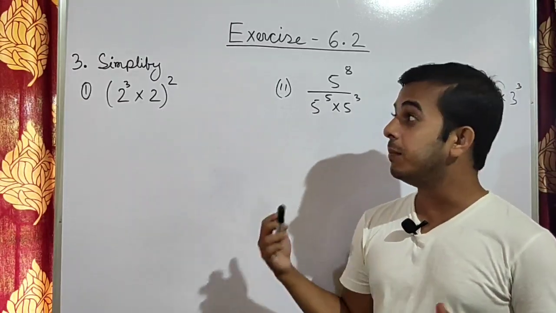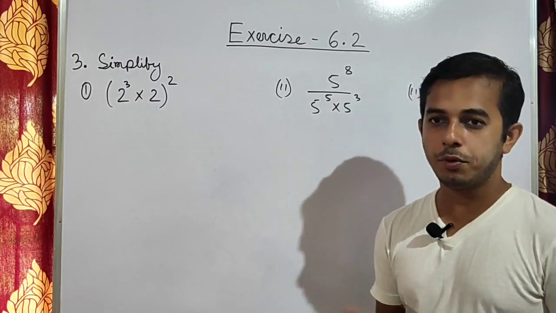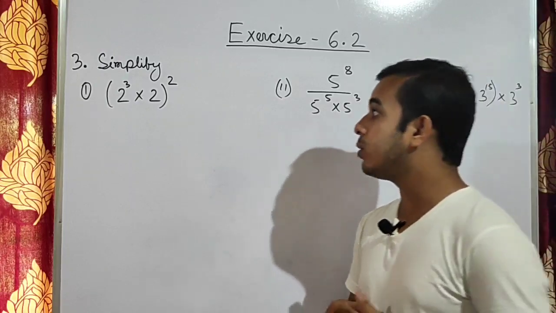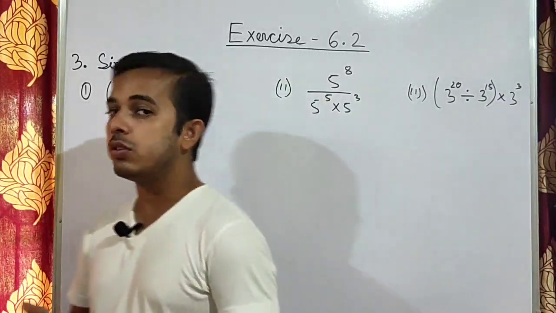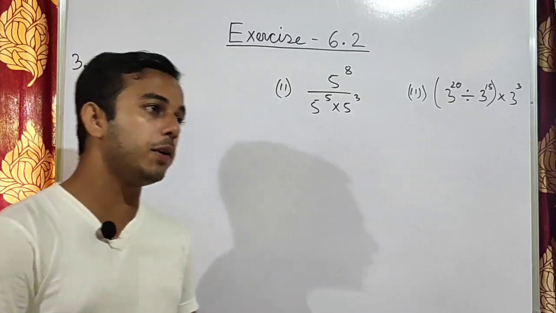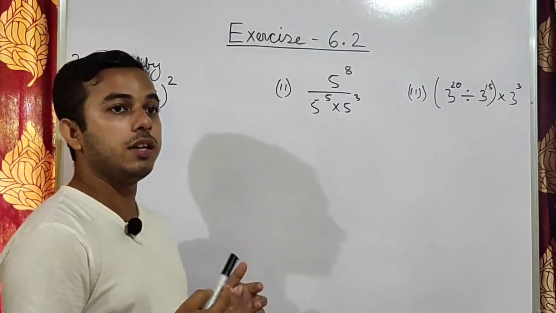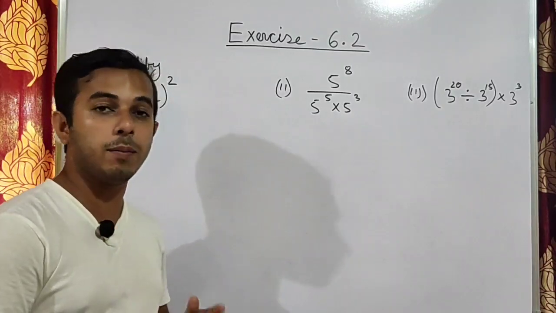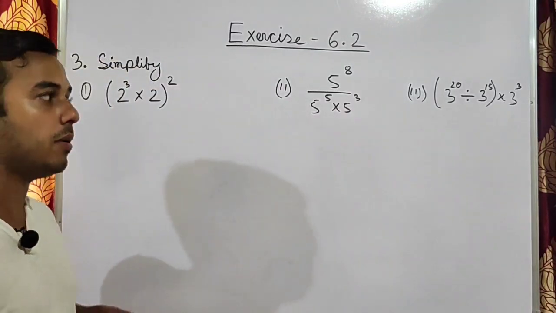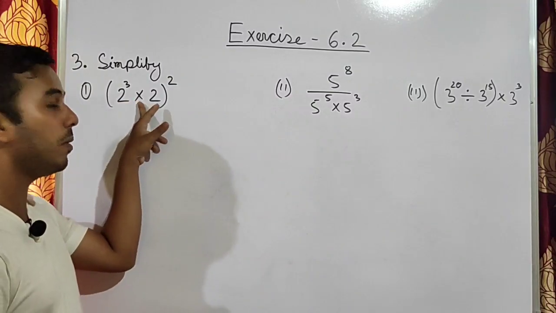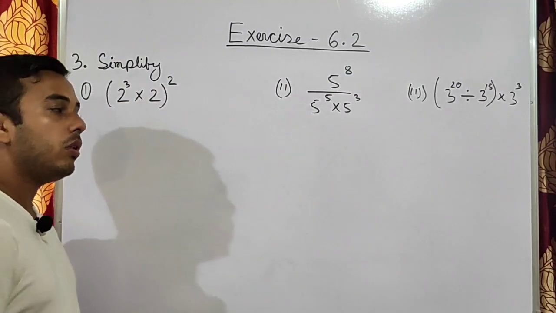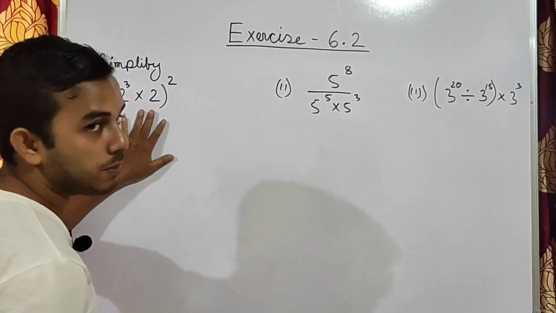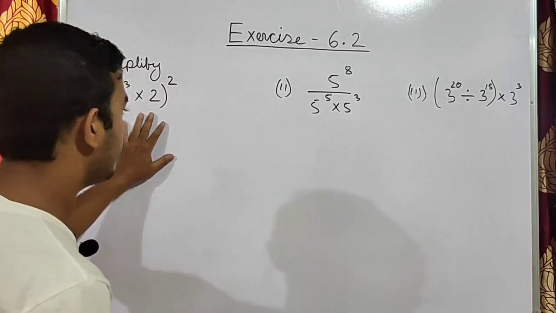Our third question is simplify. Simplify means we have to express any form in the simplest form. So here we have 2 to the power 3 into 2 square, whole square. If it was a plus sign, we could easily solve it, because we know the a plus b whole square formula, isn't it? But here it is not plus, it is multiplied. So let's see how we can simplify this expression to its simplest form.